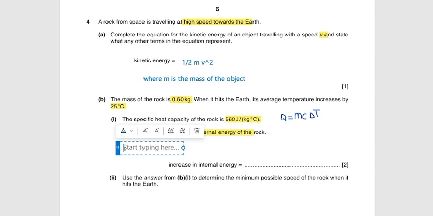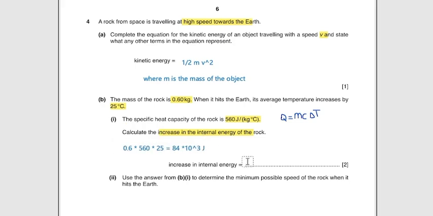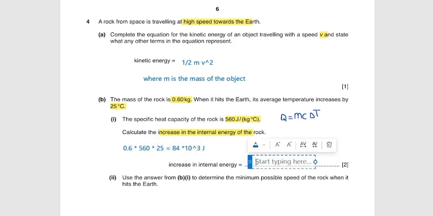So mass is given to us as 0.6. C is given to us as 560 into change in temperature, that is given to us as 25, and when you multiply this you get an answer of 8.4 into 10 raised to the power 3 joules. Not 84, it's 8.4 into 10 raised to the power 3 joules.